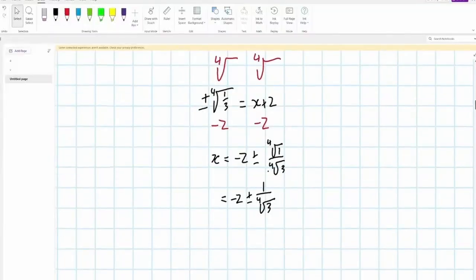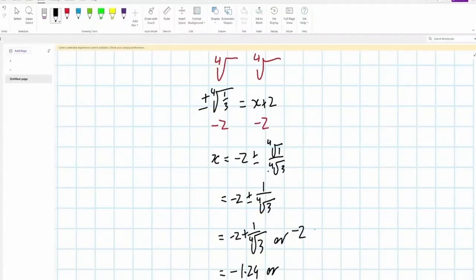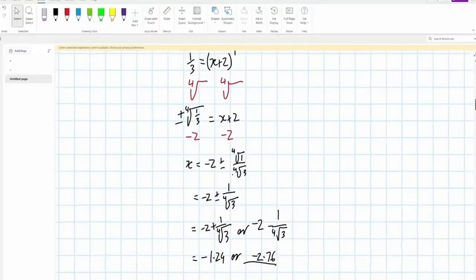So then that is going to give us 2 solutions there on the calculator. I'm just going to have a little bit of a faff around. So when we have -2 plus 1 over the fourth root of 3, we get -1.24. And then if we have the minus variant, -2 minus 1 over the fourth root of 3, we get essentially -2.76 roughly. So those are our 2 x-intercepts there.